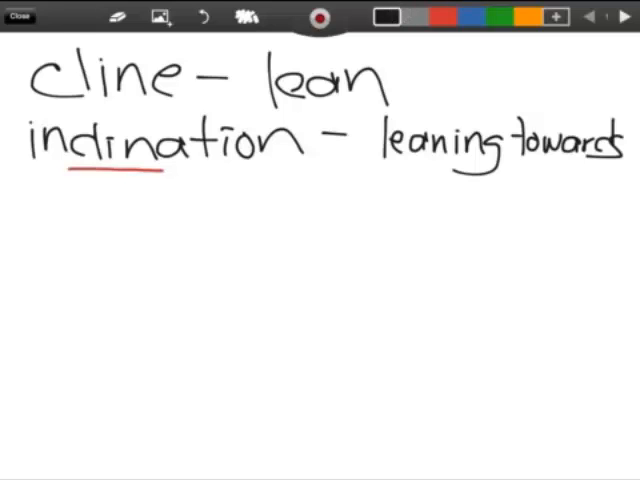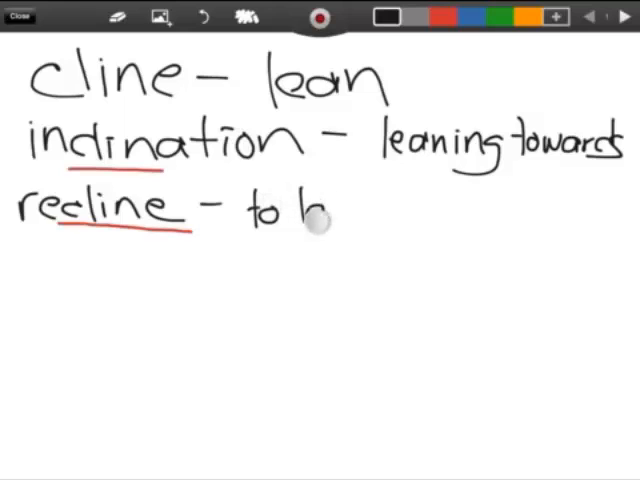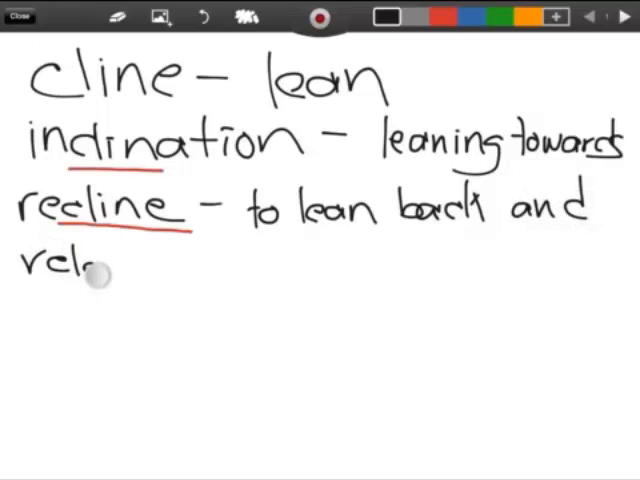Our second root is going to be recline. I'm going to go ahead and underline this root for you also so you can see much better. And recline means to lean back and relax. Sorry about that. Relax. I'm going to choose this word and use it in a sentence.